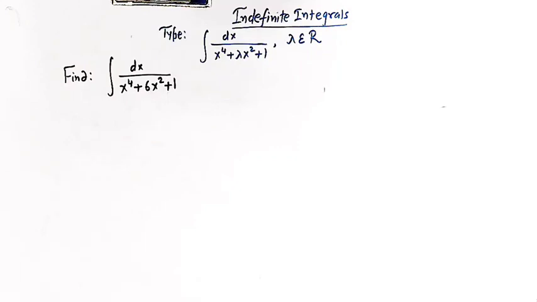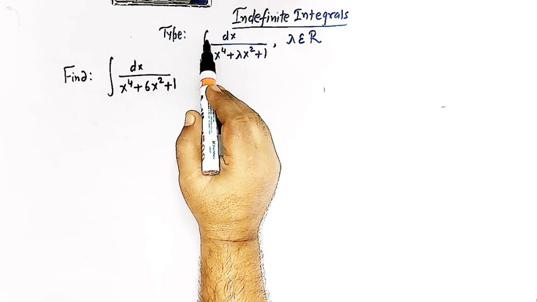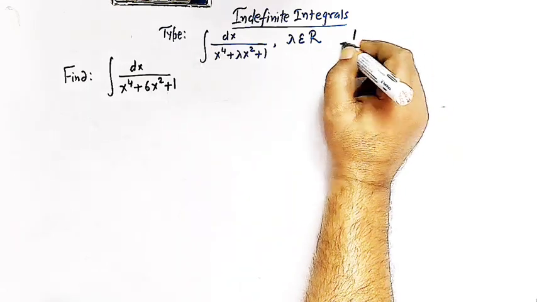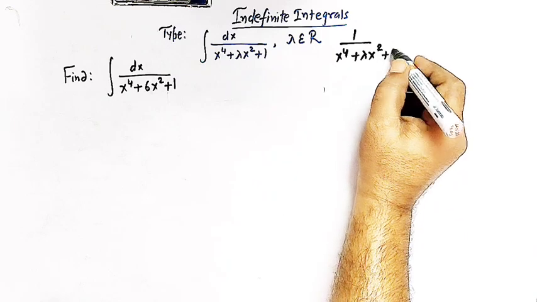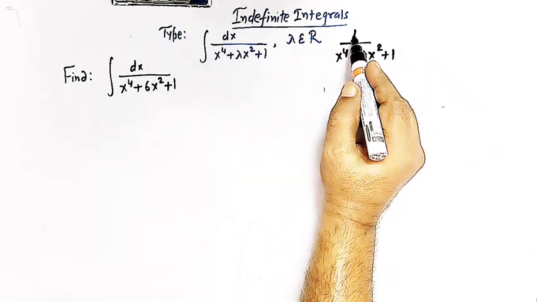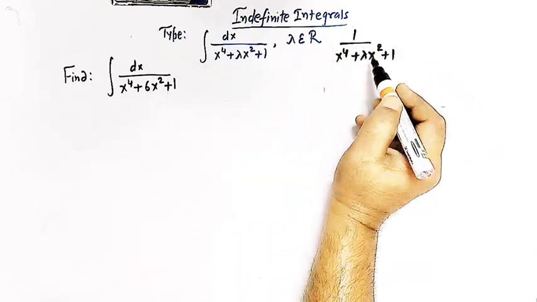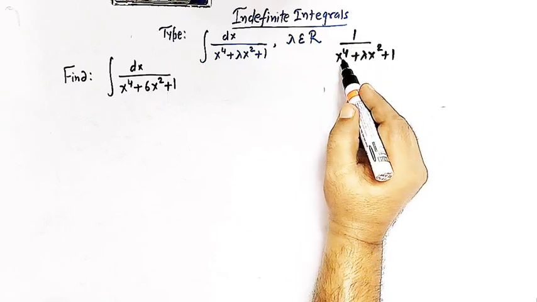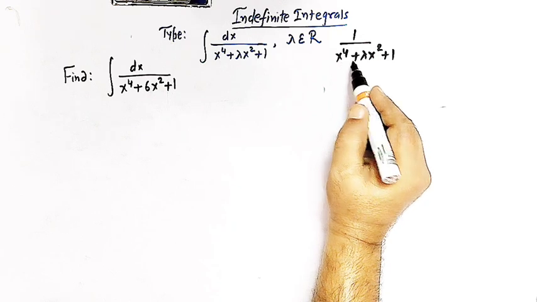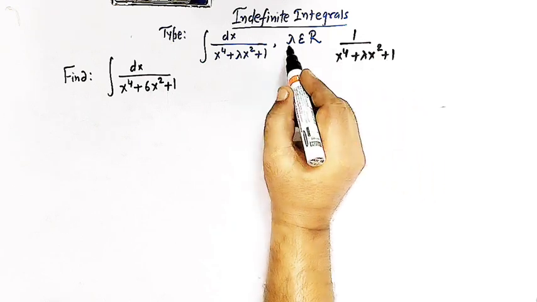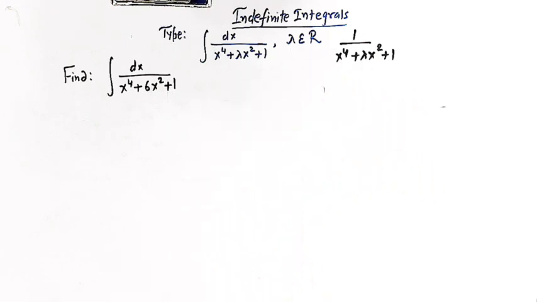Hello viewers, in today's session we are going to discuss an important type of indefinite integral in which the integrand is of this form, that is 1 over x raised to 4 plus lambda x square plus 1. Here the integrand has numerator 1 and the denominator is a biquadratic function, x raised to 4 plus lambda x square plus 1, where lambda belongs to the set of real numbers.